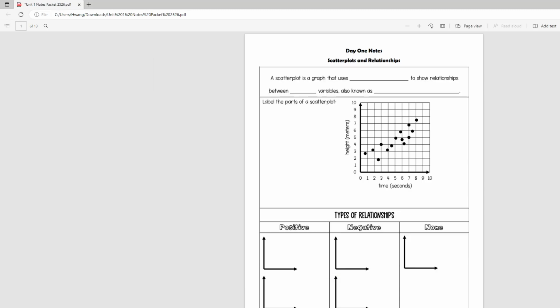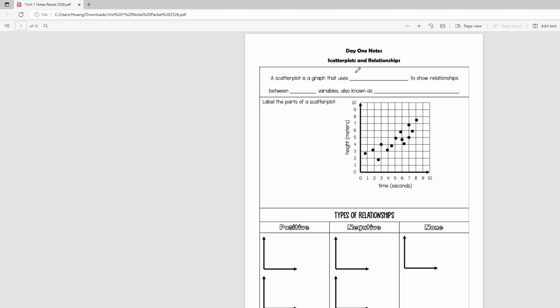Okay, so this video is to explain the day one notes of scatter plots and relationships. Let's do this together. We want to introduce you to the idea of scatter plots and explain the definition.